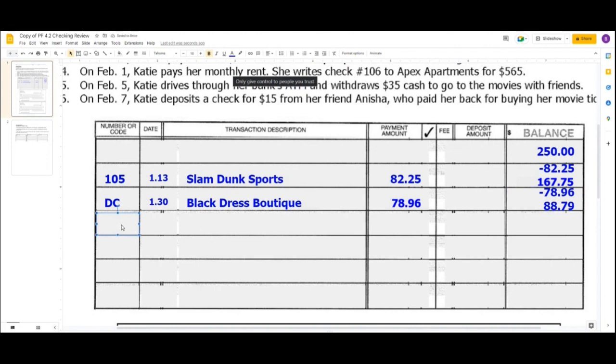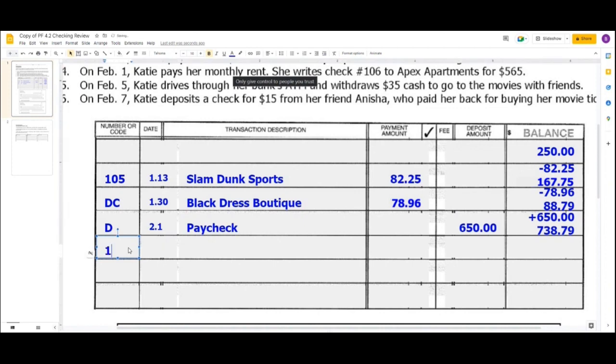Then on February 1st, Katie's paycheck of 650 is automatically deposited into her account. So I'm going to put D for deposit on the first. Paycheck, baby. 650. I'm going to add 650 to this, which takes me to 738.79. Also on the first, Katie pays her monthly rent.